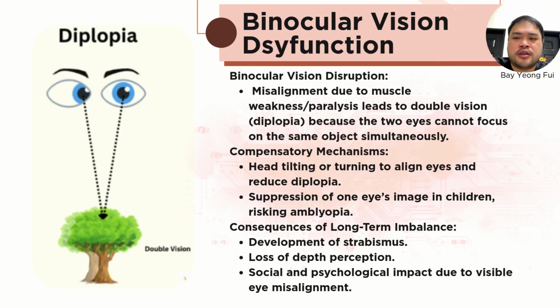Let's now reflect on how this imbalance directly affects binocular vision in detail. Binocular vision depends on both eyes pointing precisely at the same object. When extraocular muscles are weakened or paralyzed, the eye becomes misaligned, leading to double vision or diplopia because each eye sees a different image. The brain struggles to merge these two pictures, or distorted images, into one clear picture.